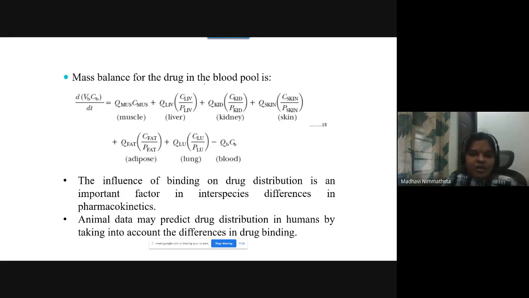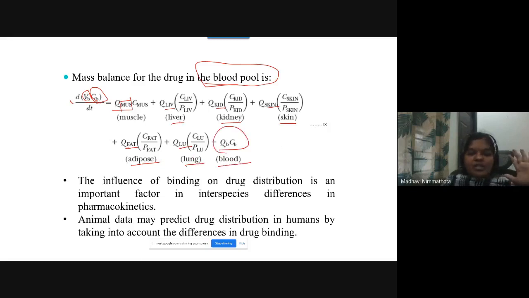Mass balance for the drug in the blood pool, the total blood pool. See here how the equation will be. This is the volume of blood, this is the concentration of the drug in the blood divided by dt. See, Q of MUS, MUS is nothing but muscle, LIV liver, KID kidney, skin, then fat adipose tissues, and LU lungs, and then finally the blood.